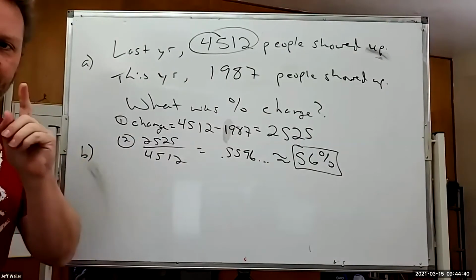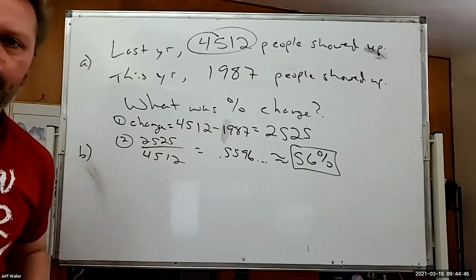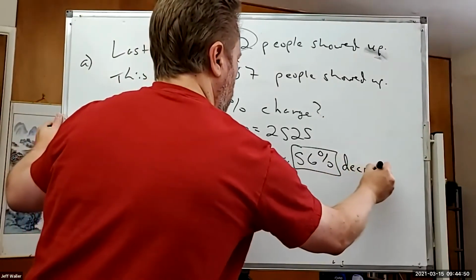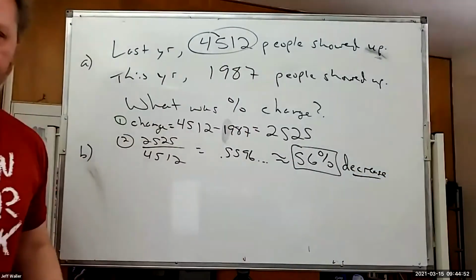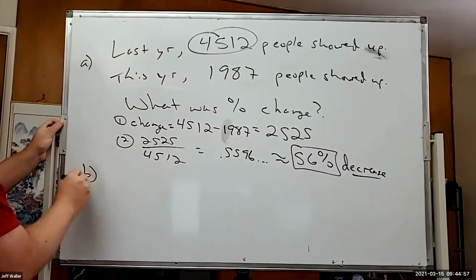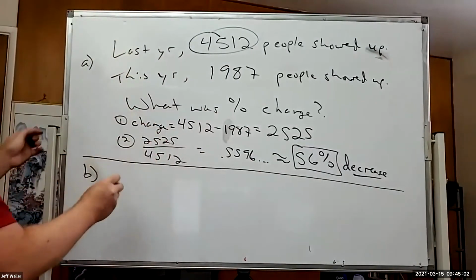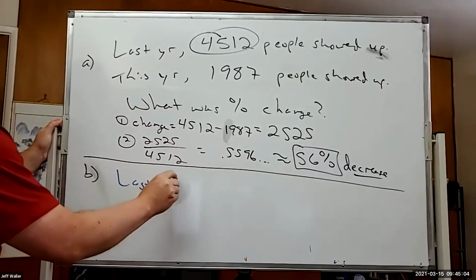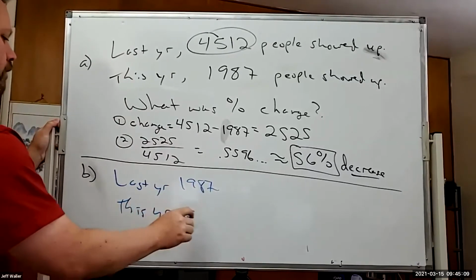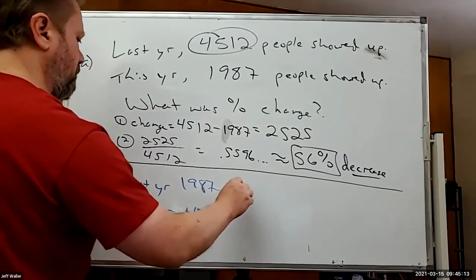Now, here's something interesting. Any questions on that? This is the main thing we've done so far. So it could be an increase, it could be a decrease. In this case, you would say 56% decrease, right? Obviously, because it went down. What if instead, so second problem, what if last year was when there was 1,987, and this year there was 4,512? What's the percent change?